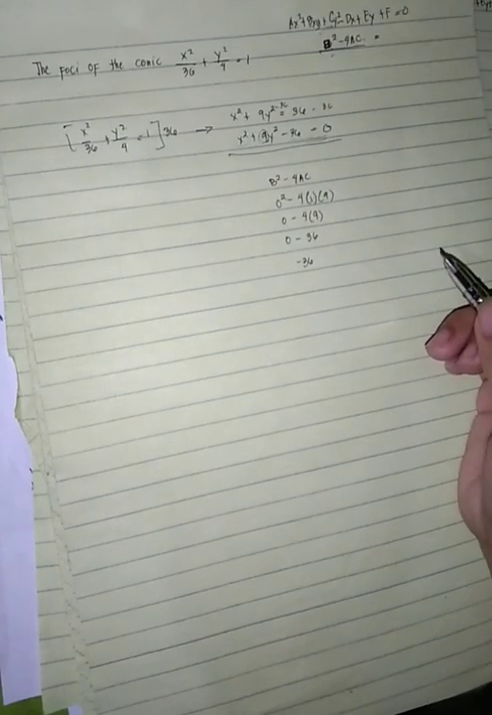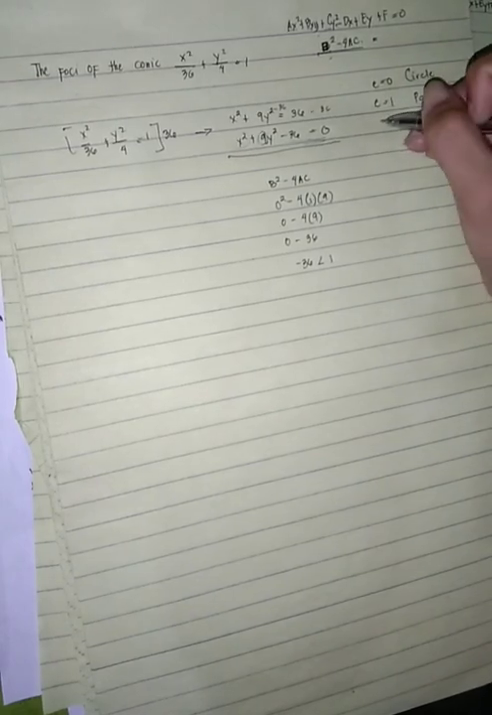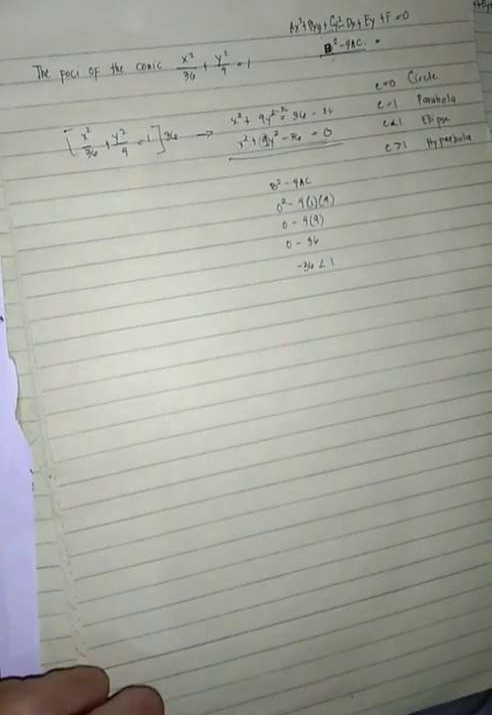Now, 36 is greater than 0, right? Okay. So, to determine the type: if the eccentricity is equal to 0, that is a circle. If the eccentricity is equal to 1, that is a parabola. If the eccentricity is less than 1, that is an ellipse. If the eccentricity is greater than 1, that is a hyperbola. Okay, so we already know that this equation is an ellipse.